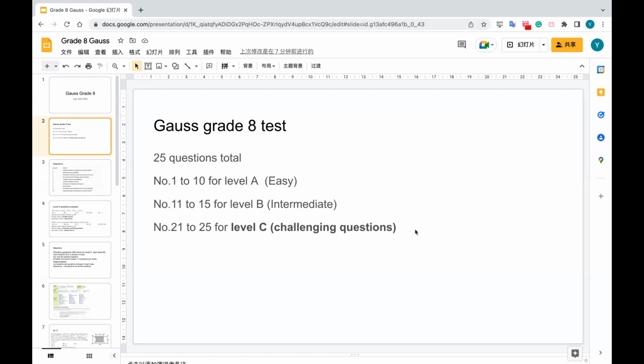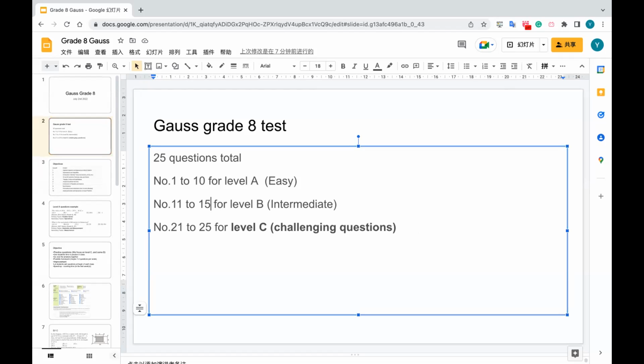Number 11 to number 20, sorry, it's 20, not 15, is level B. We call it intermediate level. It's a little bit harder than level A, especially number 19 or number 20. It might be a little challenging for students, but most of them should be okay.